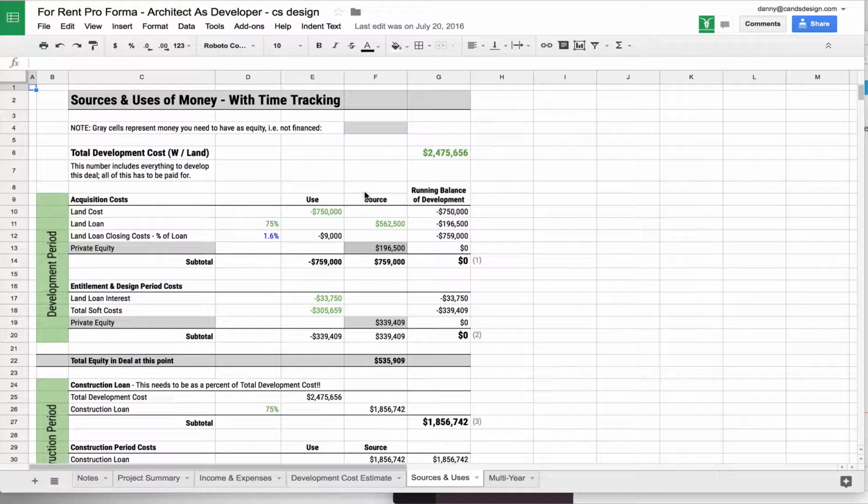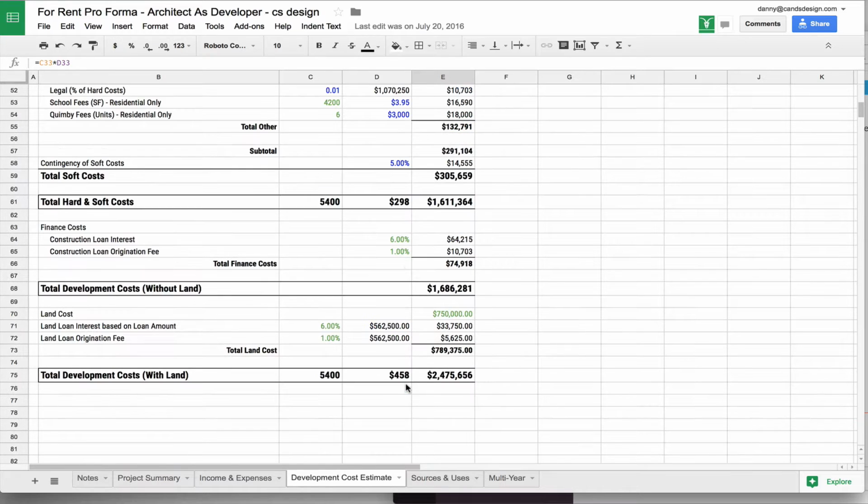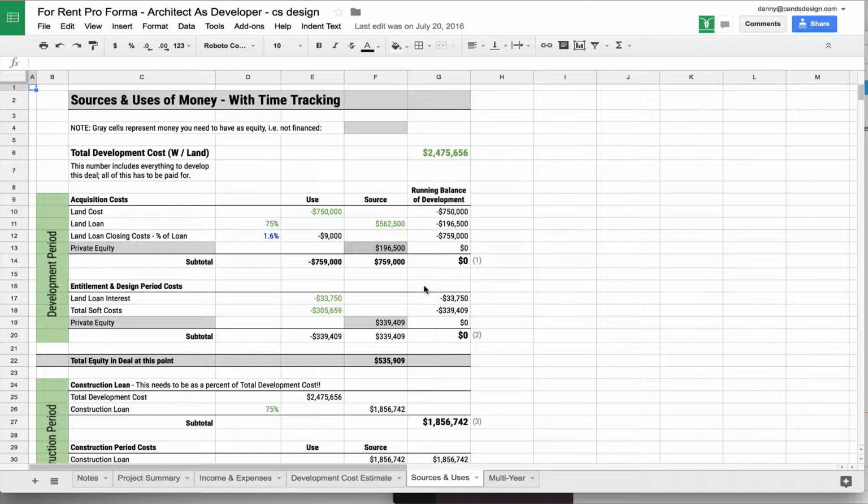Now remember, going back to our cost estimate, we had determined that the total development cost for this project was just under 2.5 million. That's including land. But that doesn't mean that you have to have $2.5 million in your pocket ready to go to do this project. Like I said in that previous video, if you had $2.5 million in cash, you'd probably be doing a $10 million project. But what you do need is certain amounts of money at a certain time. So let's take a look at this.